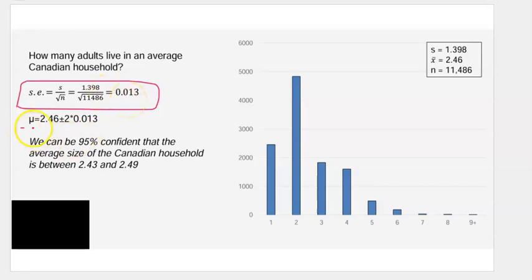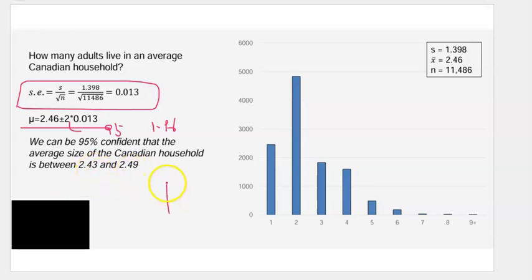Now you can simply put in this formula. Your average is 2.46, plus or minus 2. That means the 95%. Why? Because it's 1.96, which is approximately 2. So with 2, you will obtain that the interval is between 2.43 and 2.49.